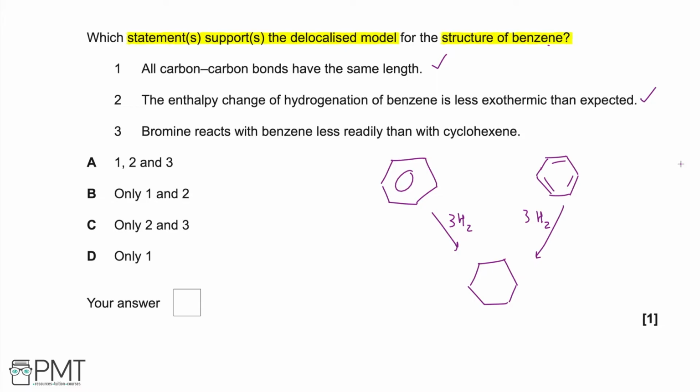Number 3, bromine reacts with benzene less readily than with cyclohexene. So cyclohexene isn't the Kekulé structure, instead it's just cyclohexane with 1 double bond. And the reason for benzene reacting less readily than cyclohexene is because of the stability offered by the ring. In Kekulé structure, you would expect it to react with bromine equally as well as cyclohexene. The double bond is going to react with bromine in exactly the same way because the double bond is localized to this carbon-carbon bond. In the delocalized system, benzene's more stable, so it's less likely to react with the same electrophile. So this also supports the delocalized structure of benzene.